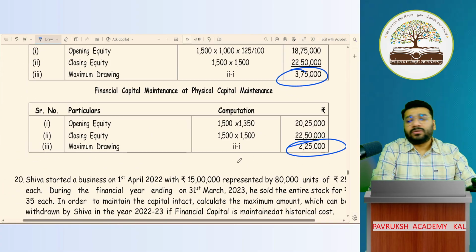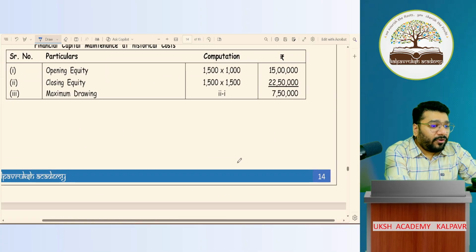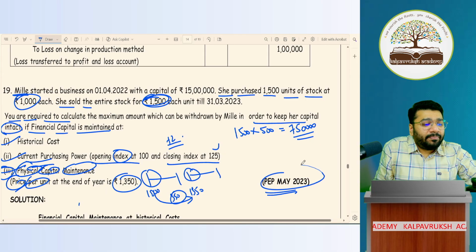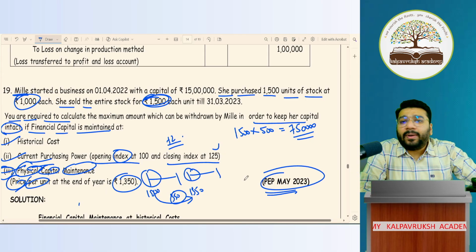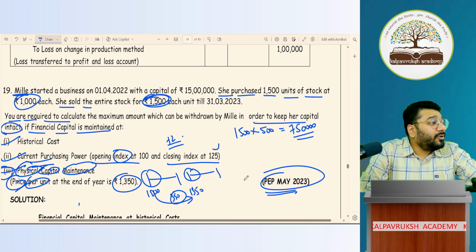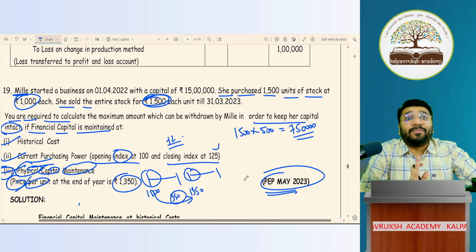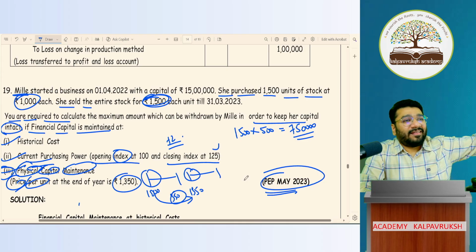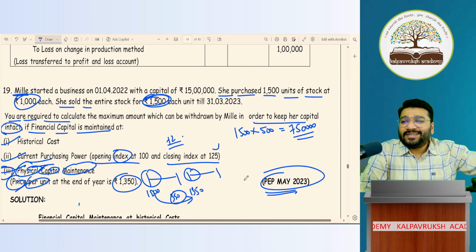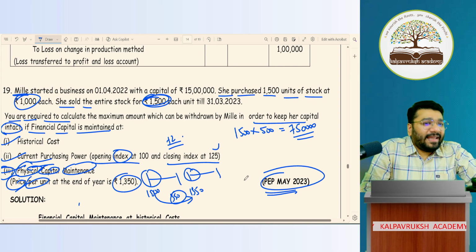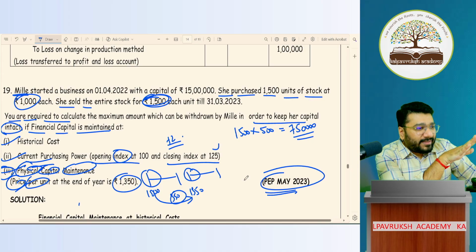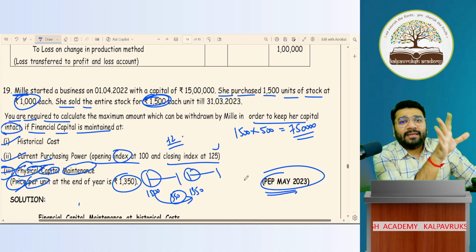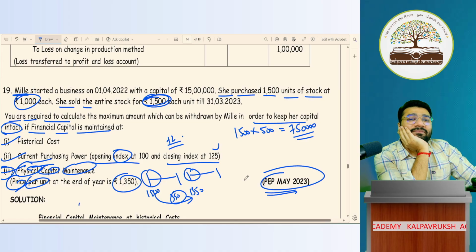2 lakh 25,000. For this, how many marks? 5 marks. This is the PEP May 23 examination. In May 23, this question was asked. God knows how many of them did this, how many of them skipped this. Was this worth skipping? Any masala in this? Nothing. Listen to me, you give me 20 minutes, I'll wrap up with the class.